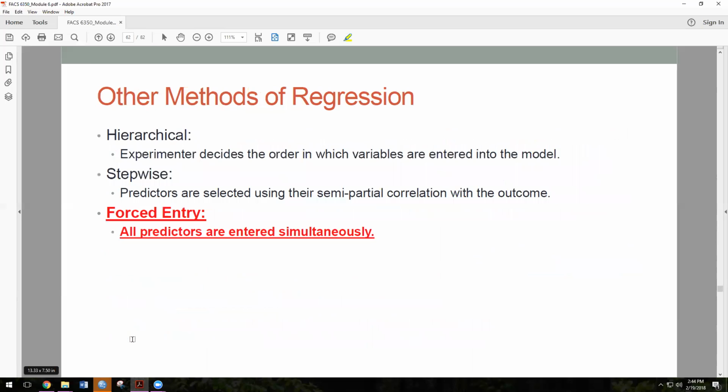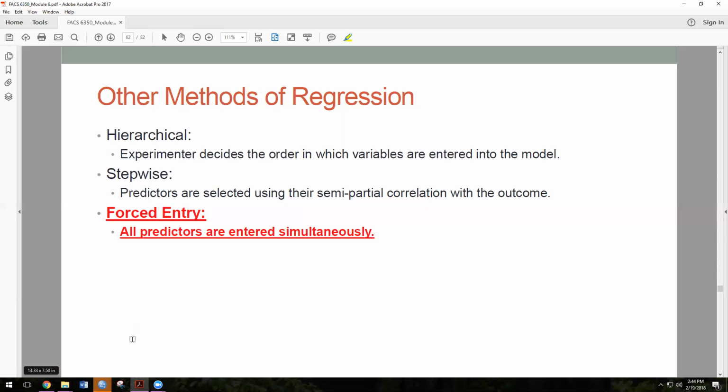With regression, so going back to our standard multiple regression, you can do hierarchical, stepwise, or forced entry. Hierarchical is where the experimenter decides which order you're going to enter the variables into the model. And so this is if you have a hypothetical reason why you're going to do certain things, like you know that one thing comes before another, and that comes before the third thing, which then leads to the outcome, then you would put it in that order and look at the model.